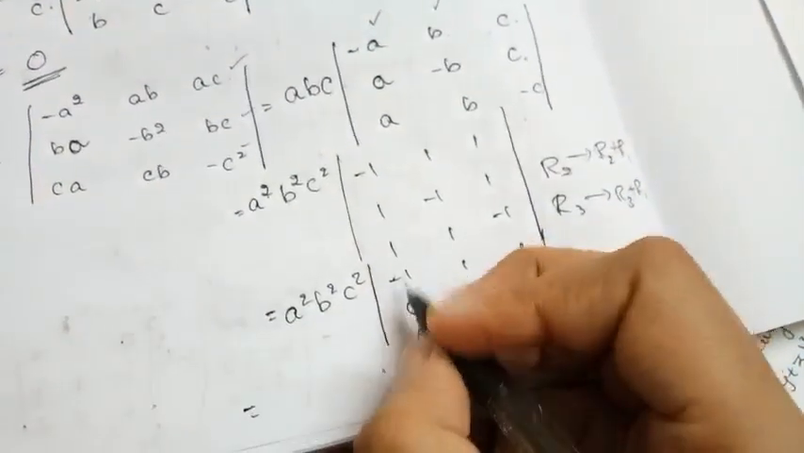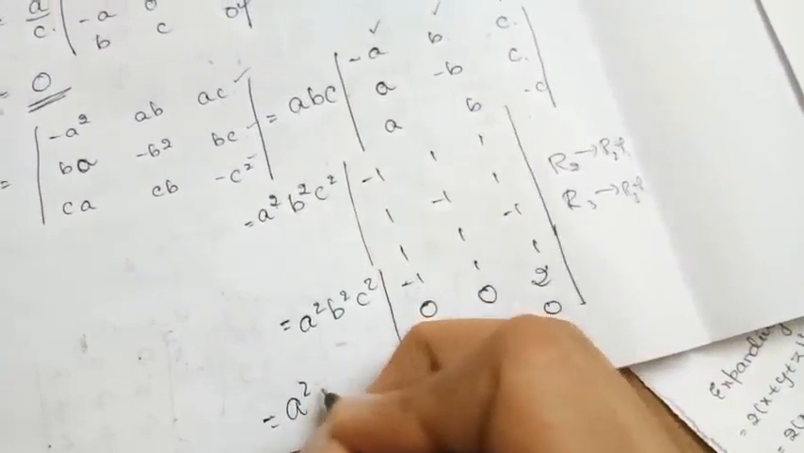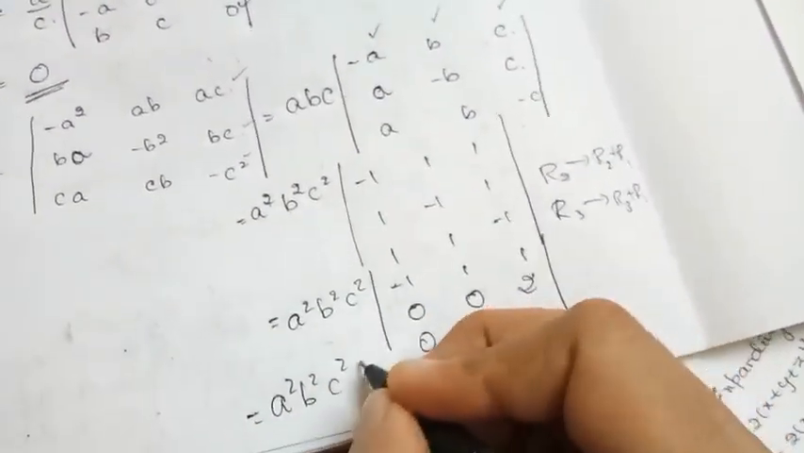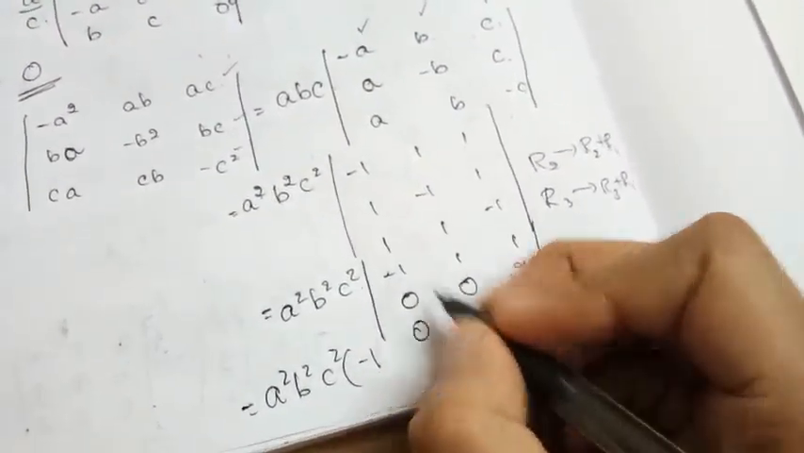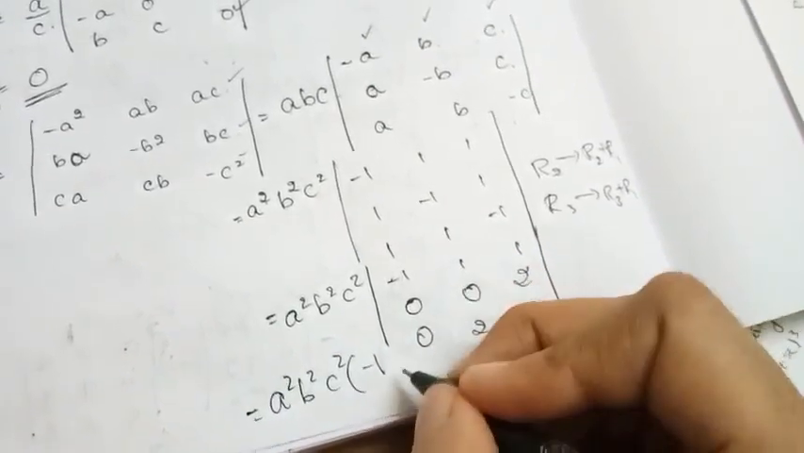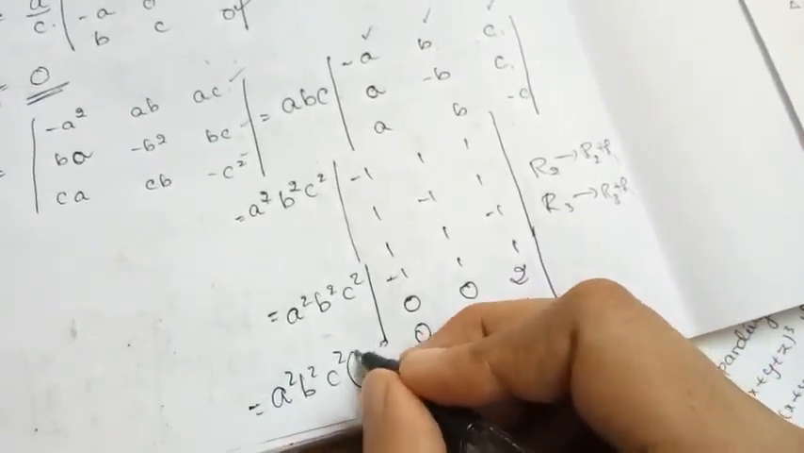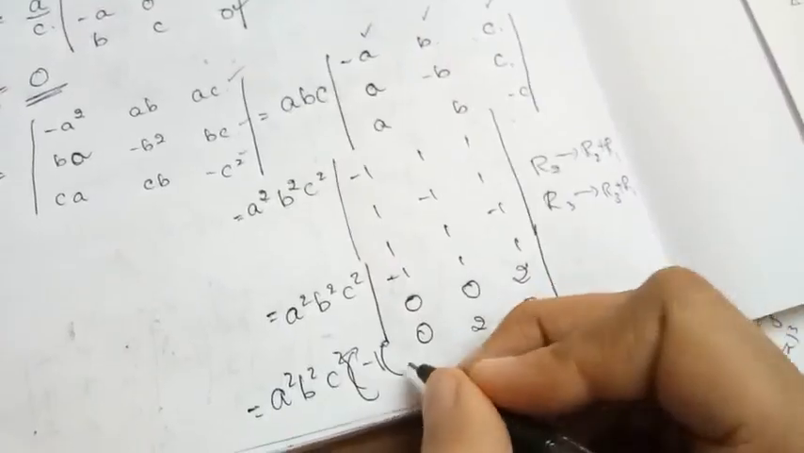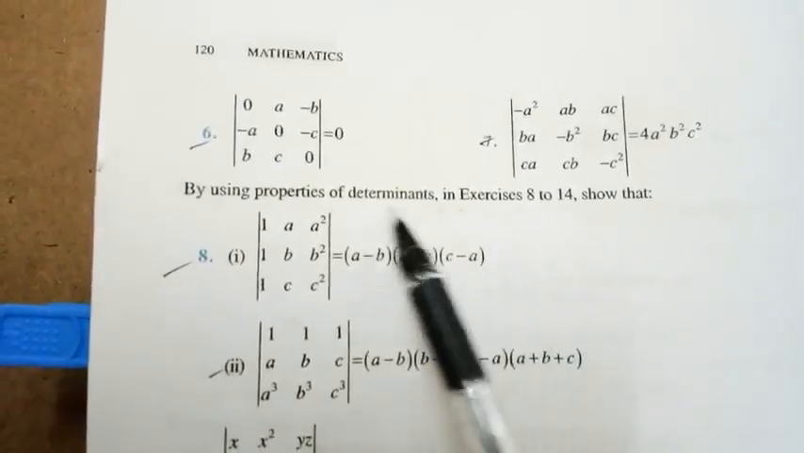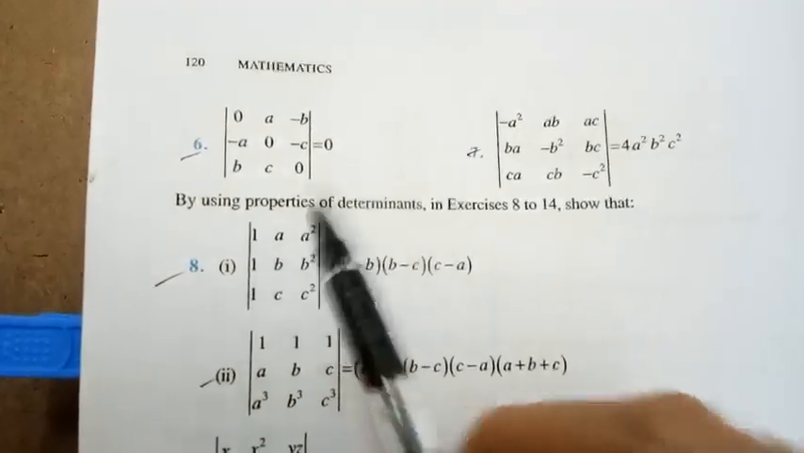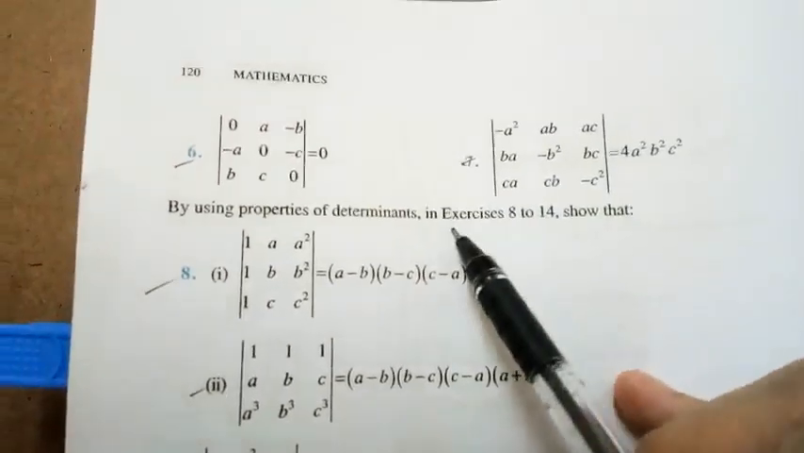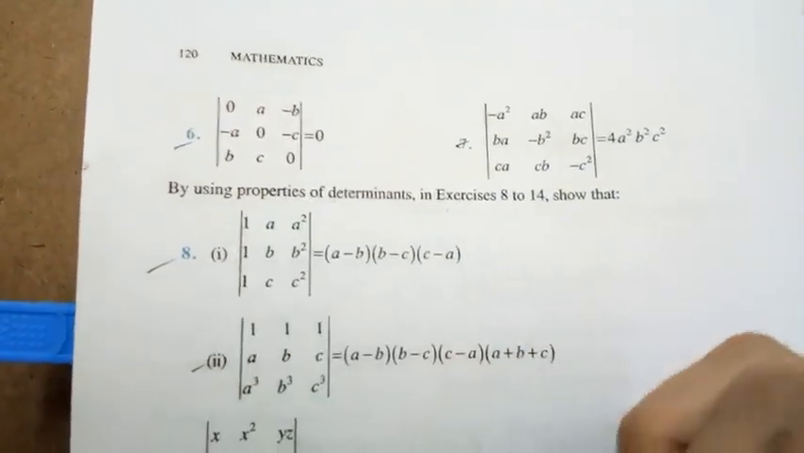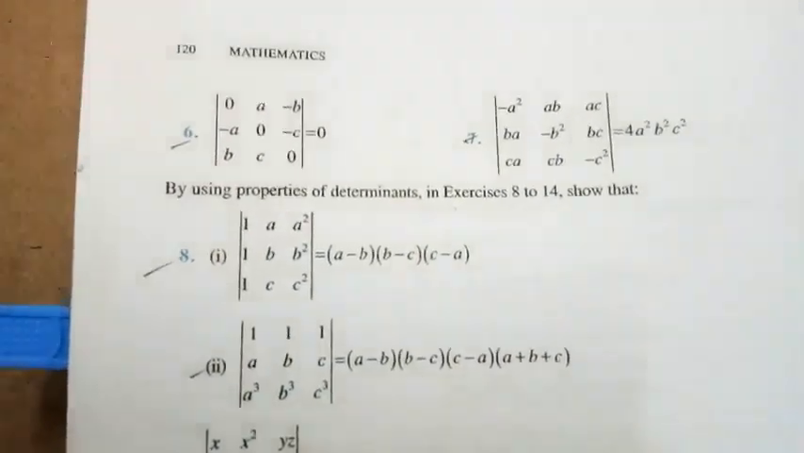So I am expanding it through the first column, means a square, b square, c square minus 1. So what is the thing? Minus 1 into. So the next, we have to find the properties of the determinants, and we need to show the rest of the things from 18 to exercise 14.